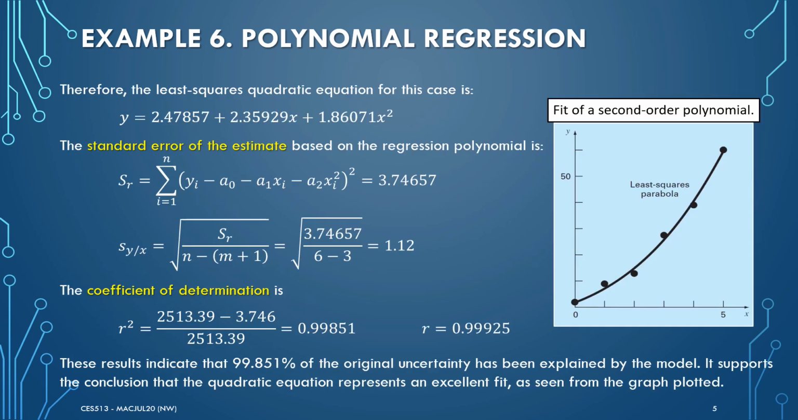Then, substitute the values of a0, a1, and a2 into the least squares quadratic equation as shown here. So it will become y equal to 2.47857 plus 2.35929x plus 1.86071x squared. The standard error of the estimate based on the regression polynomial is equal to SR, which is 3.74657, and Sy/x is equal to 1.12. From there, we can calculate the coefficient of determination, which is R squared equal to 0.99851. That indicates that 99.851% of the original uncertainty has been explained by the model. And the conclusion is that the quadratic equation represents an excellent fit as seen from the graph plotted.